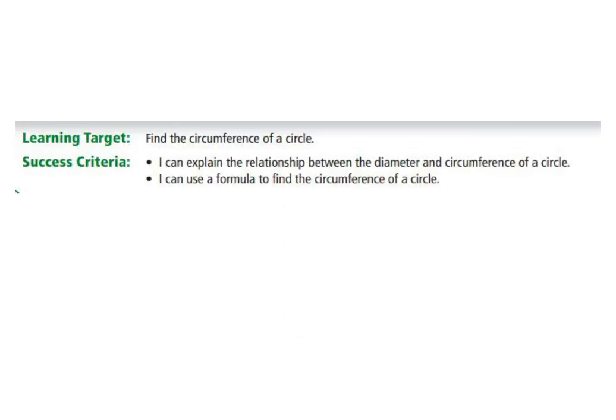Your learning target is to be able to find the circumference of a circle. Success criteria: you'll know if you hit your target if you can explain the relationship between the diameter and the circumference of a circle, and if you can use a formula to find the circumference of a circle.